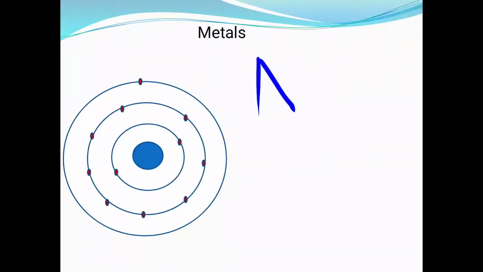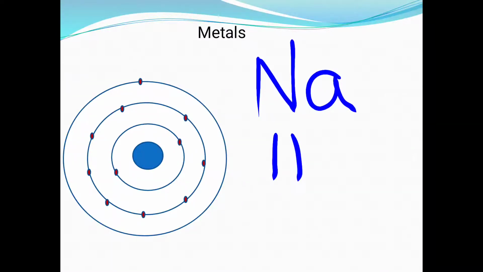So let's take an example of sodium first. We know that sodium is a metal. It has atomic number 11. That means it has 11 electrons in its shell and 11 protons in its nucleus, right? So this sodium atom is now not in a stable state as it has not completed its octet. It is not a stable element now, right?